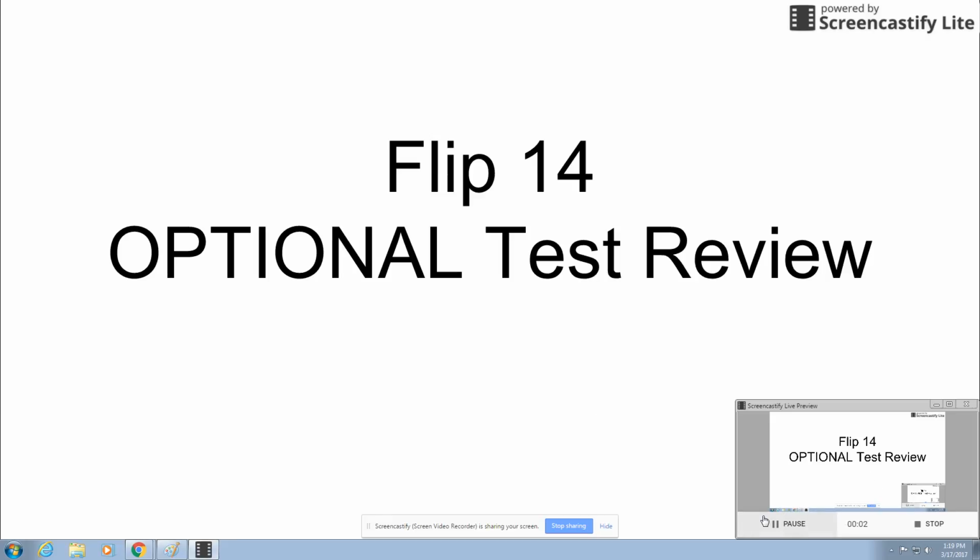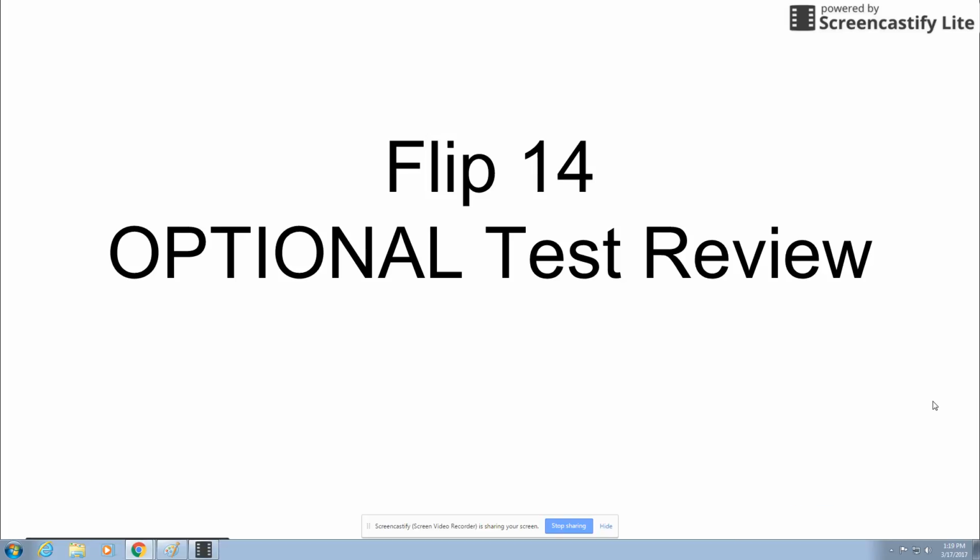Okay, this is Flip 14. This is a completely optional assignment, and it is an opportunity for you to look at your notes and clean them up so you can study for the test next week. Monday, you will have a sub and you will meet in the chapel. Tuesday, third period will take the test, and on Wednesday, fifth and sixth will take the test.